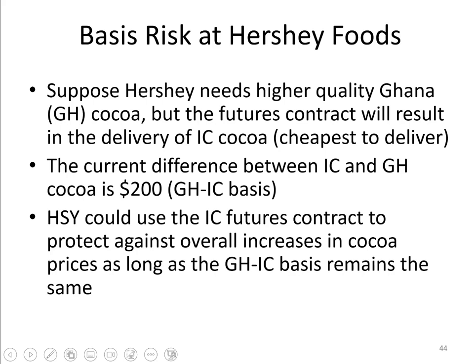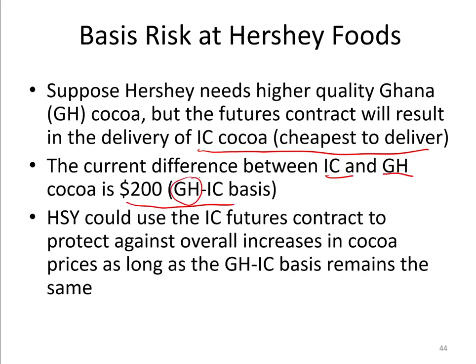So let's think about basis risk at Hershey Foods. Suppose Hershey needs higher quality Ghana cocoa, but the futures contract they know will result in the delivery of Ivory Coast cocoa because it's the cheapest to deliver. We'll say the current difference between Ivory Coast and Ghana cocoa is $200. So that's the price of Ghana versus Ivory Coast. We'll call that the Ghana Ivory Coast basis. And I'll just denote Ghana with GH and Ivory Coast with IC.